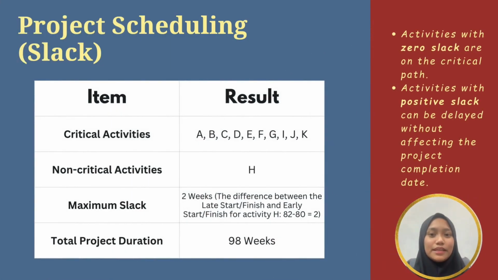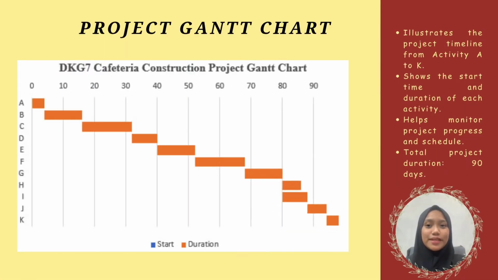After developing the network diagram, we calculated the earliest start, earliest finish, latest start, latest finish, and slack for every activity. Activities with zero slack form the critical path and must be completed on time. Meanwhile, activities with positive slack have some scheduling flexibility, allowing the project manager to adjust resources without delaying the overall project.